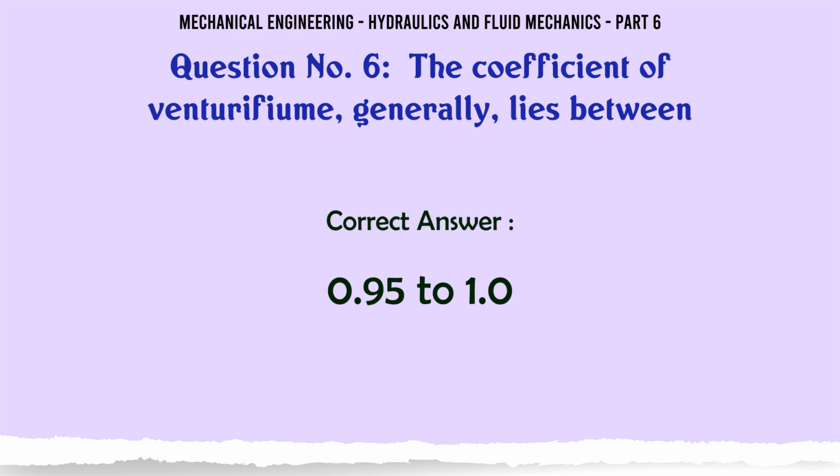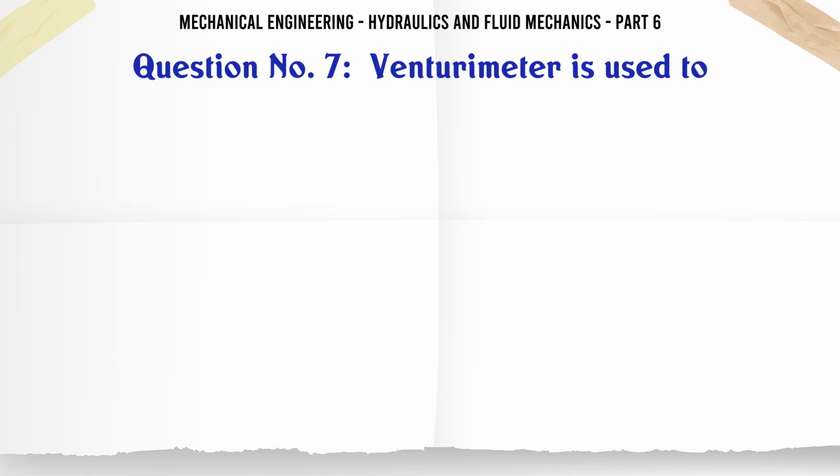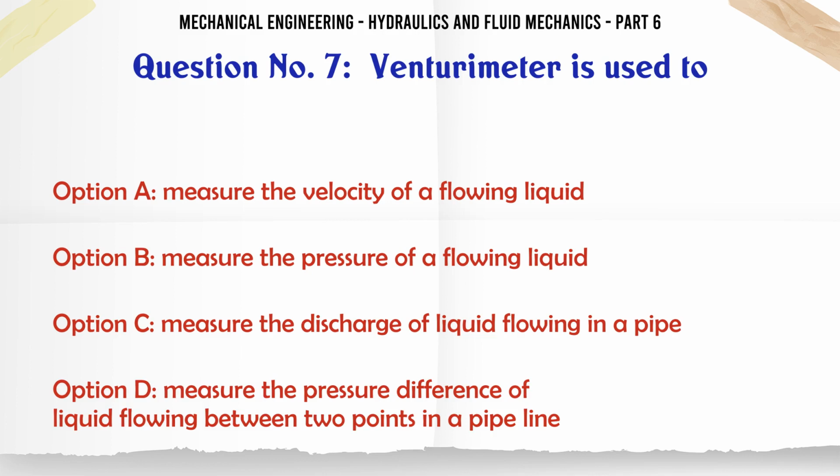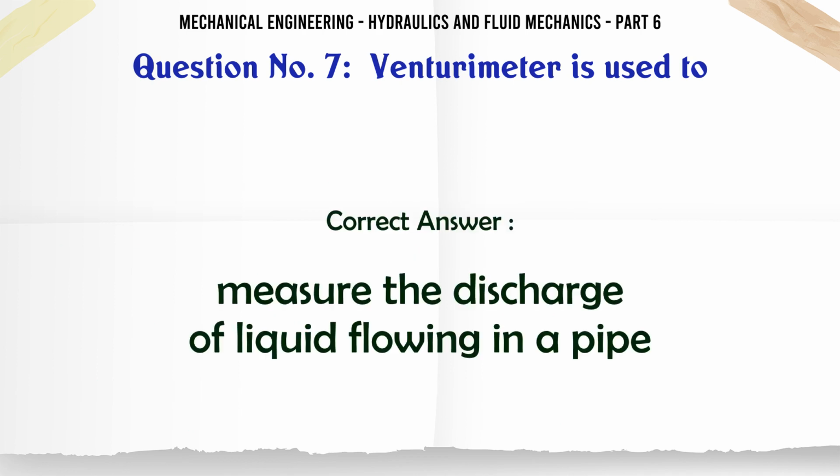0.95 to 1.0. Venturimeter is used to A. Measure the velocity of a flowing liquid. B. Measure the pressure of a flowing liquid. C. Measure the discharge of liquid flowing in a pipe. D. Measure the pressure difference of liquid flowing between 2 points in a pipeline. The correct answer is measure the discharge of liquid flowing in a pipe.